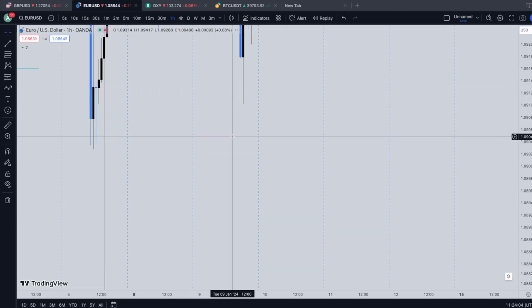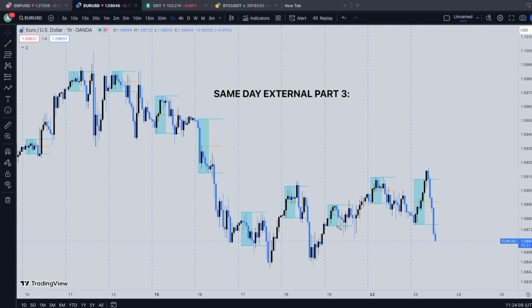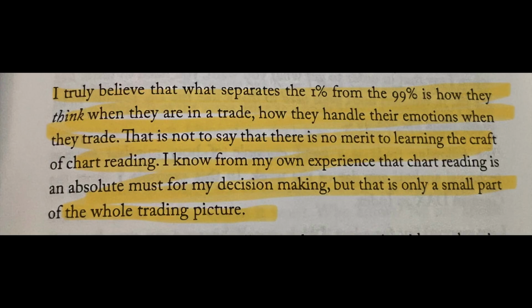I just want to read out a short paragraph from a book called The Best Loser Wins by Tom Hoggard. He says: I truly believe that what separates the 1% from the 99% is how they think when they are in a trade, how they handle their emotions when they trade. That is not to say that there is no merit to learning the craft of chart reading. I know from my own experience that chart reading is an absolute must for decision making. But that is only a small part of the whole trading picture.